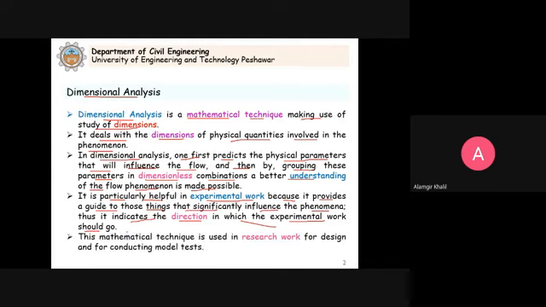This mathematical technique is used in research work for design and conducting model test. So earlier we studied about the similitude or similarity. So in that you learn that how we use the similarity laws which we develop based on Froude number, Reynolds number, and other numbers. So the laws that we develop in the form of, you remember the scale ratios that we use, and then we can transfer the results between the model and the prototype.